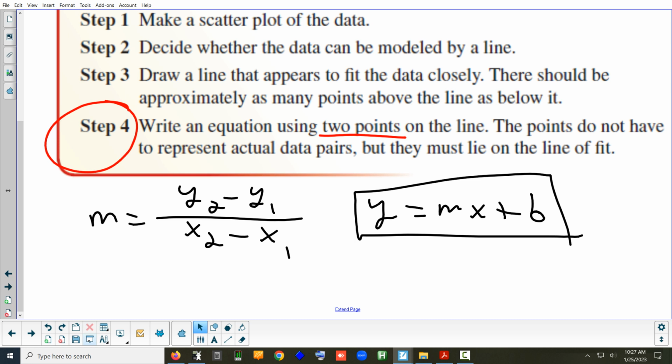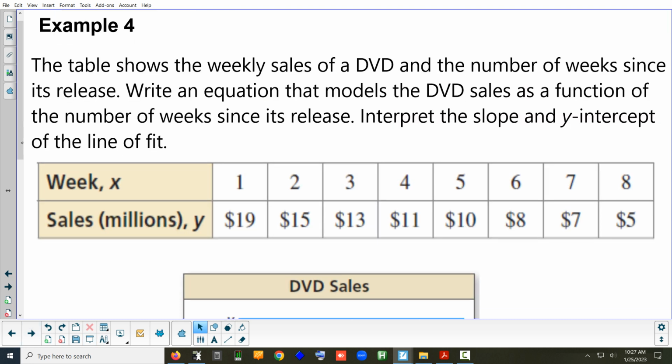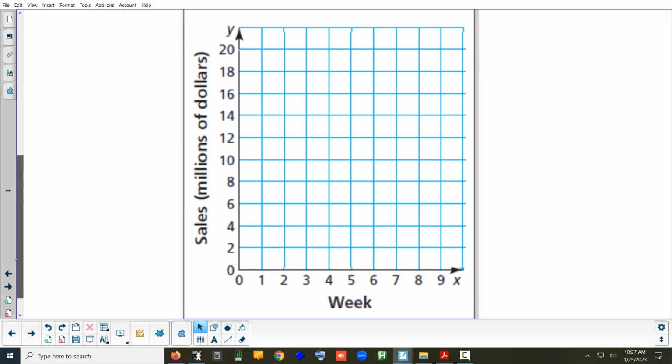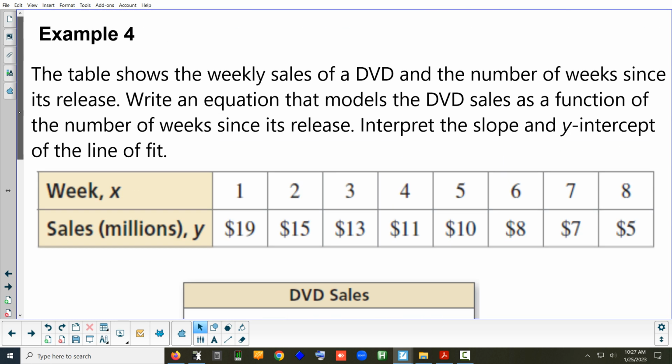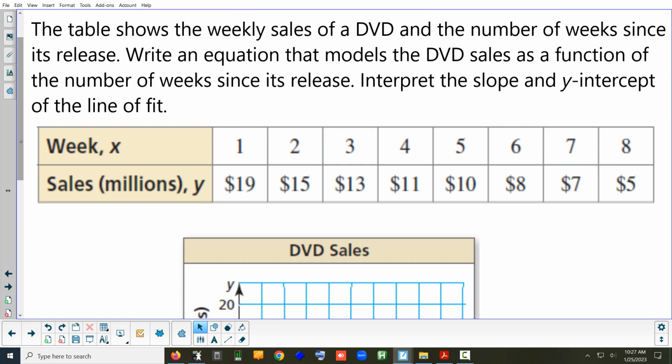All right, let's try it. Do you guys already have this grid printed on your guided notes that says DVD sales? Okay. So it says the table below shows the DVD sales. Write an equation that models the DVD sales.